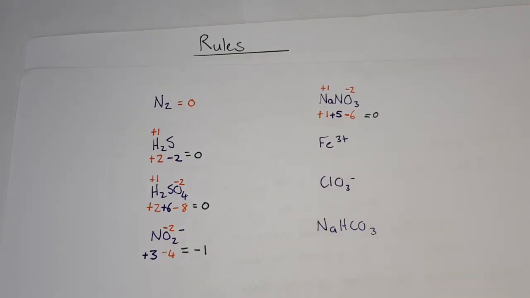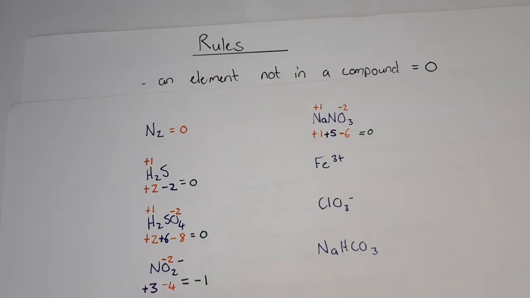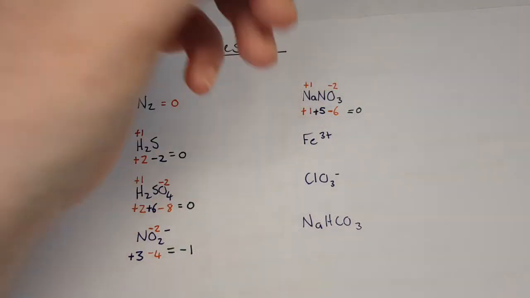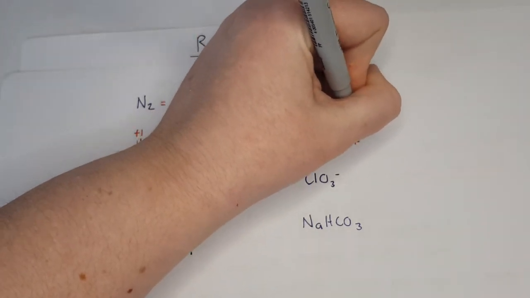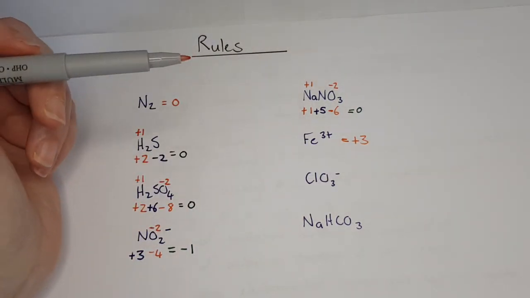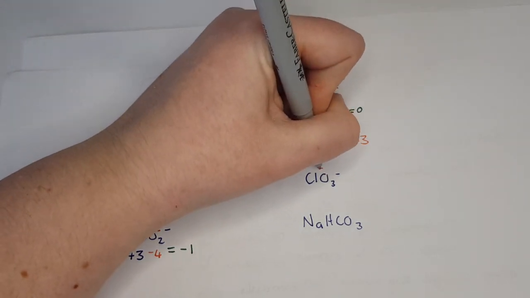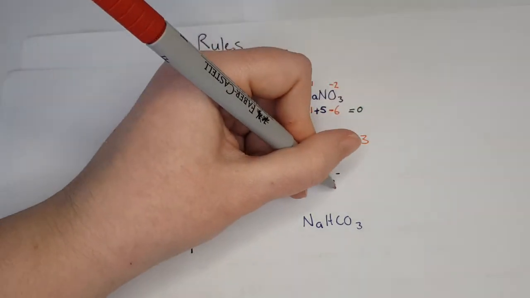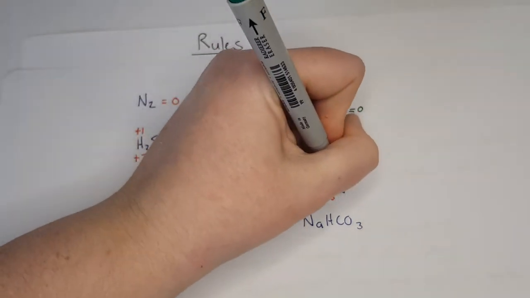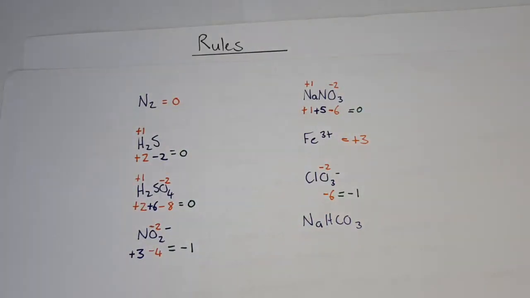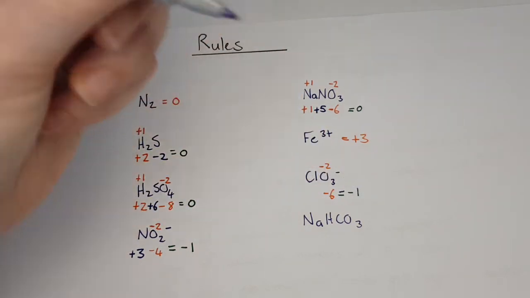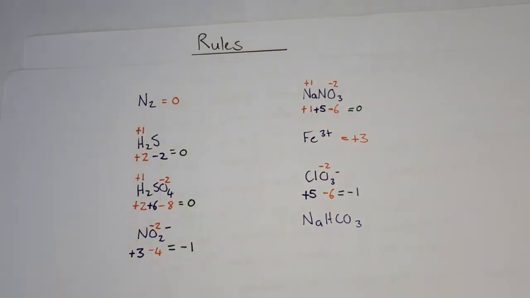So then if I look at my next one, I have Fe3+, and my rule says the oxidation number of an ion always equals its charge. So its charge is 3+, which means its oxidation number is +3. Then I have ClO3-. The one that I know is oxygen. It's always going to be -2, and there's 3 of them, so 2 times 3 is -6. The whole thing must equal its charge, so it must equal -1. Now I need to find what I can add to my -6 to get it to -1, and that's going to be +5.